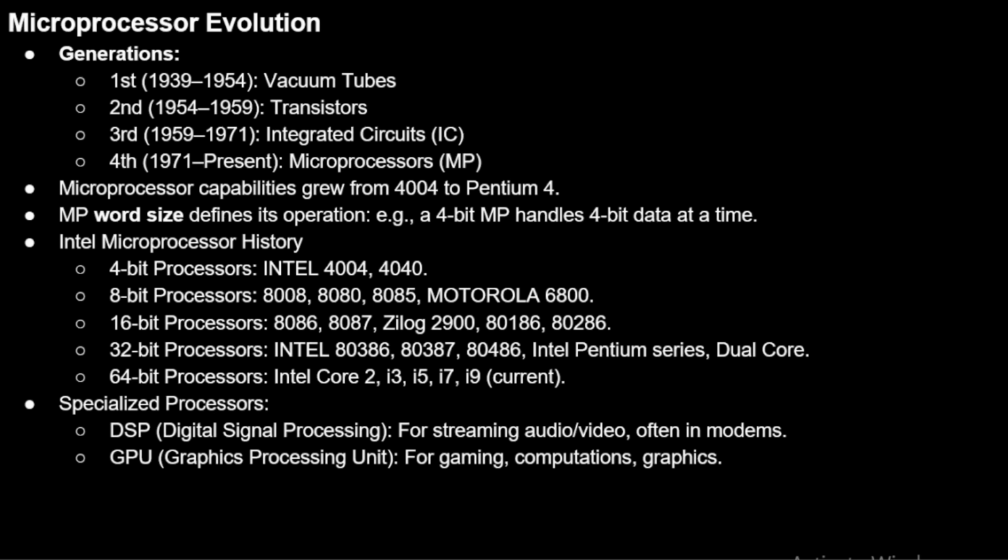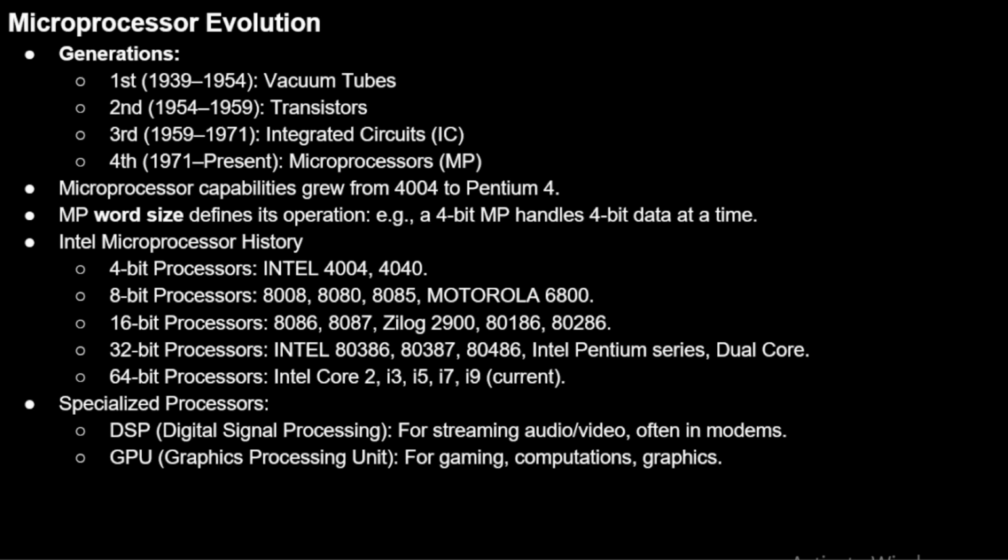Now, in case of a microprocessor, it is defined in terms of the word size. The word size defines the operation of the microprocessor. That is, if it is a 4-bit microprocessor, it means it will handle 4 bits of data at a time. Likewise, now let us see the brief Intel microprocessor history.